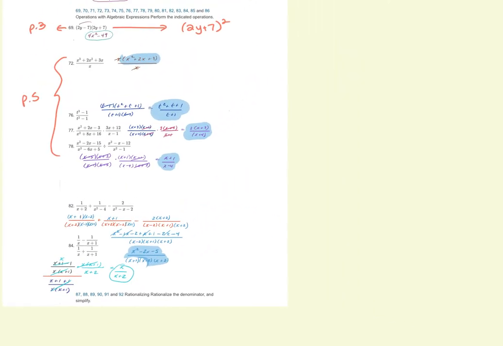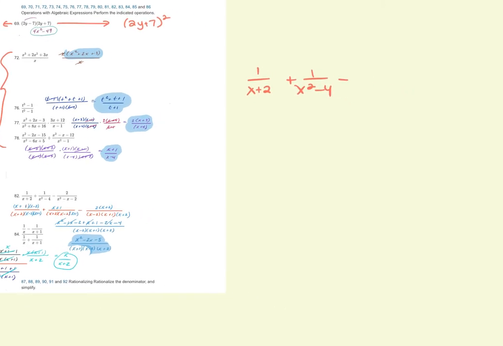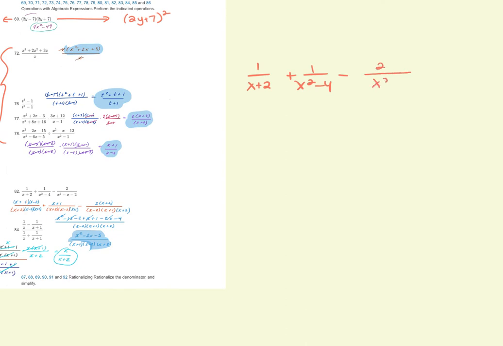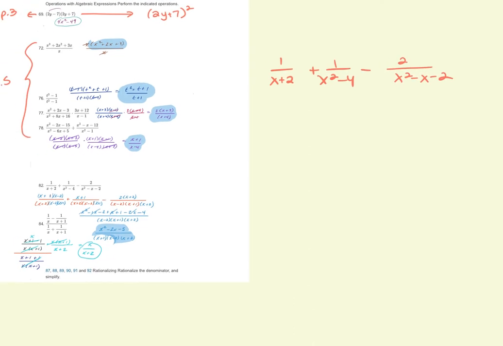Oh, yeah, and then this was adding and subtracting. So 1 over x plus 2 plus 1 over x squared minus 4 minus 2 over x squared minus x minus 2. All right, 82.